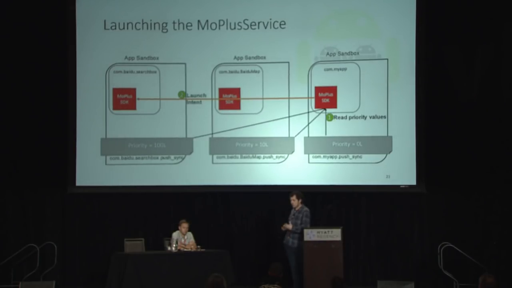And after that, all the apps, including the MoPlus SDK, would read all the other preference files. And only the service of the app with the highest priority value would be launching the service, including the connection to the command and control server. So in this way, the apps were able to, let's say, optimize their attack by using the app that has most access to the system resources.